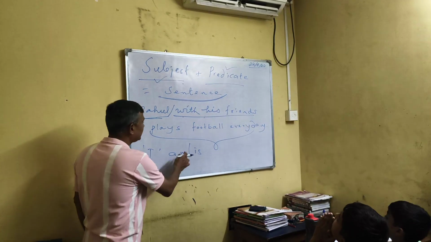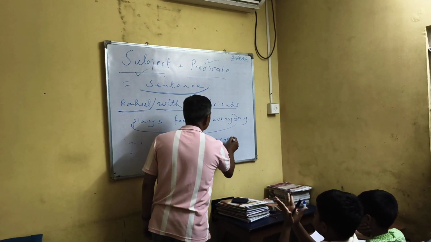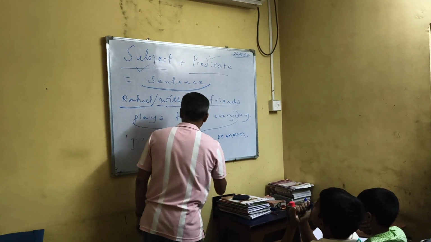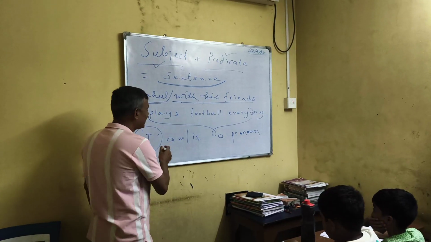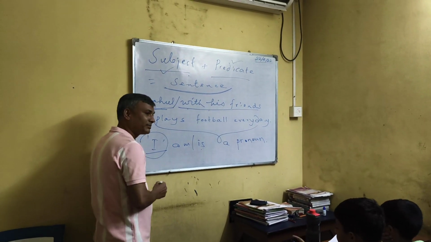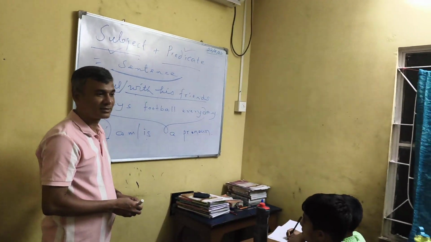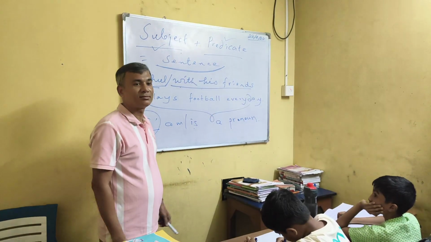"I is a pronoun." Oh, look here, you cannot write "I is a pronoun"; you write "I am a pronoun." Here "I" is the subject. It is only the word; it is not the pronoun that "I am a pronoun."